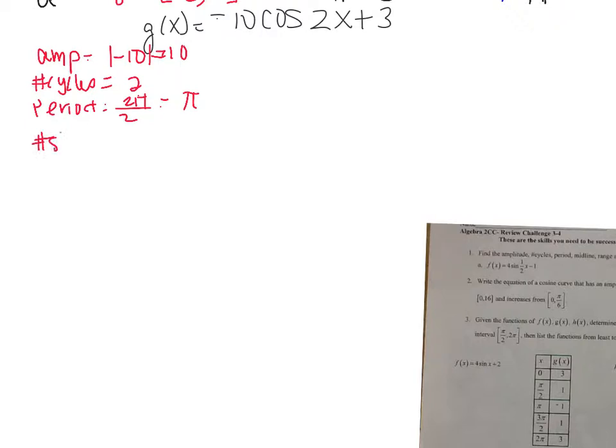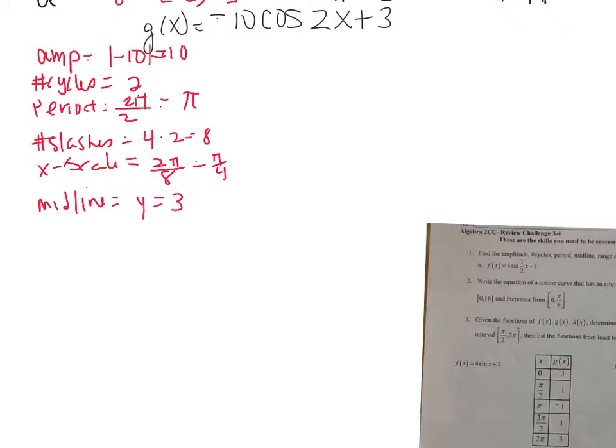The number of slashes is 4 times 2, which is 8. We need our x scale, which is 2 pi over 8, which is pi over 4. The midline is y equals 3, and your range. Okay, from 3, we're going up 10 and down 10. So down 10 would put us at -7, and up 10, sorry, would put us at 13 from 3.